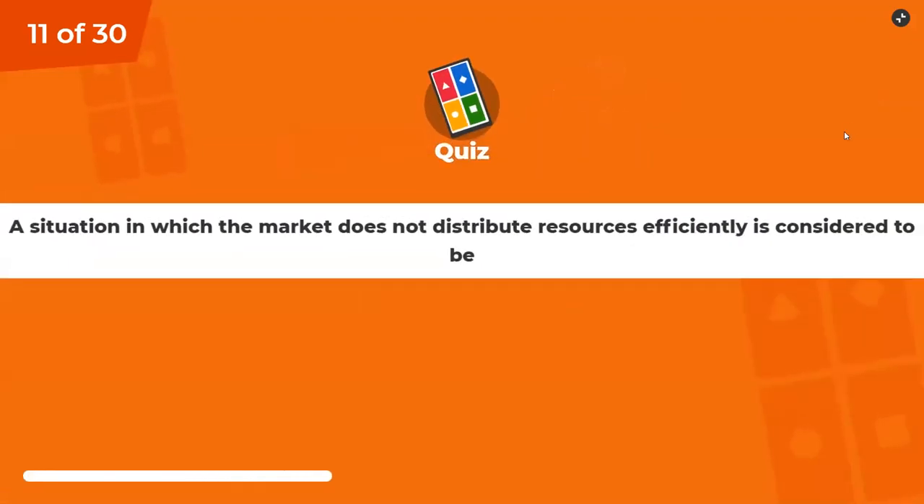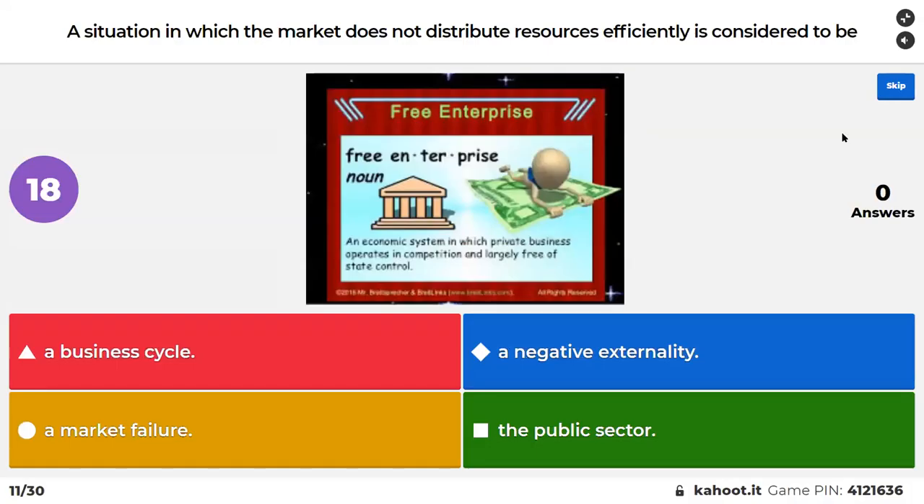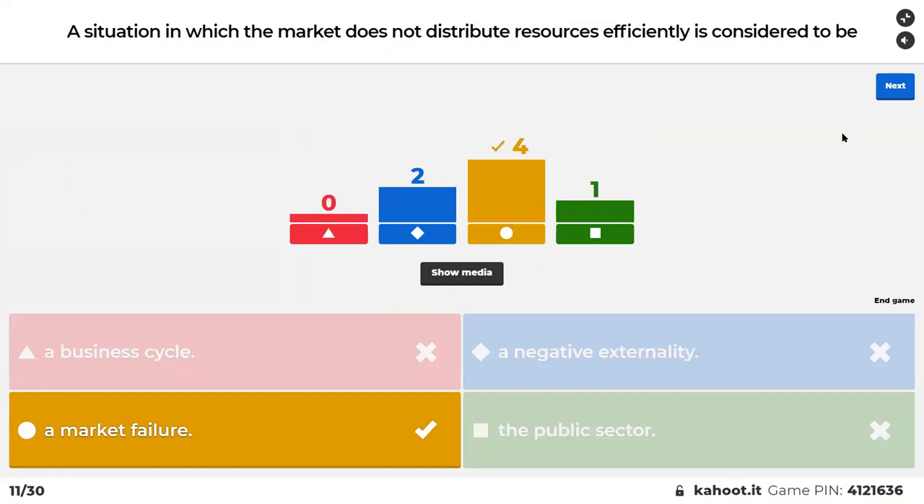All right, a situation in which the market does not distribute resources efficiently is considered to be what? Market failure. A market failure is when there is not a free exchange of goods and services between households and firms. Somewhere there's been a breakdown.